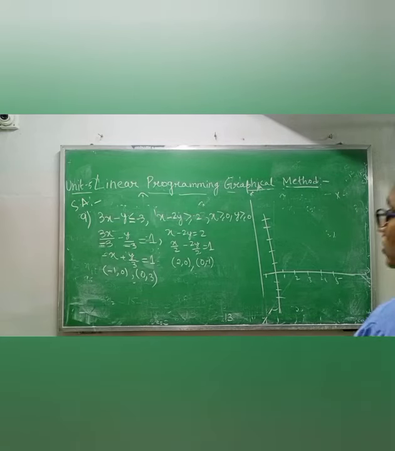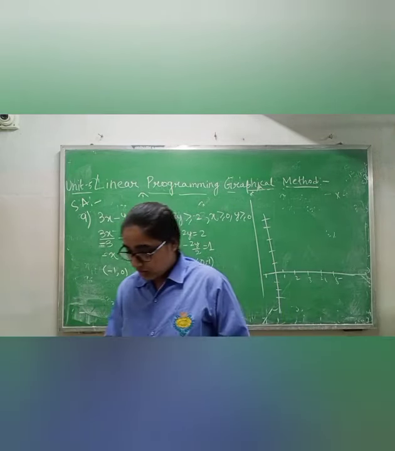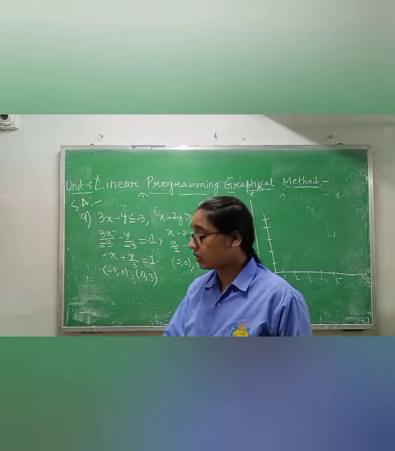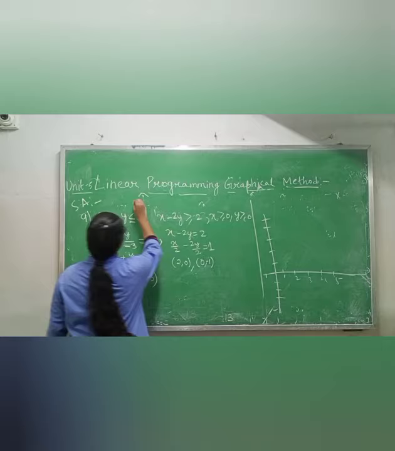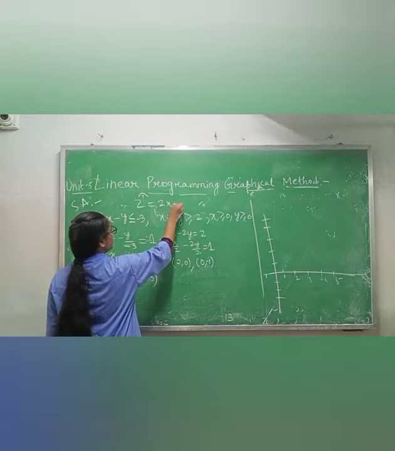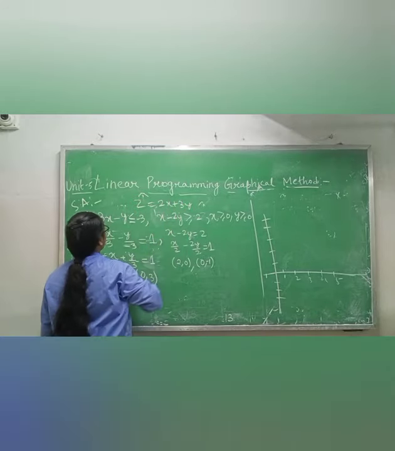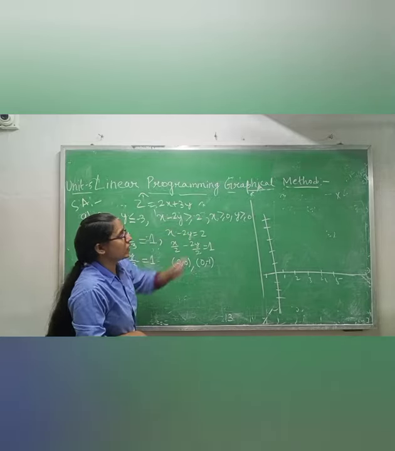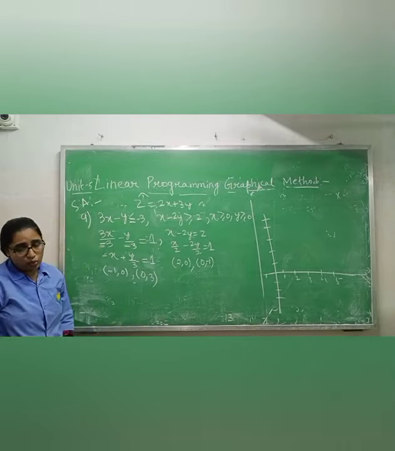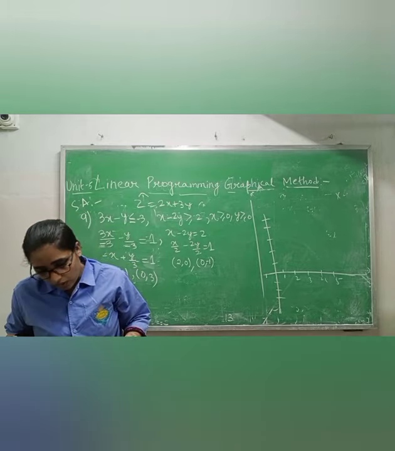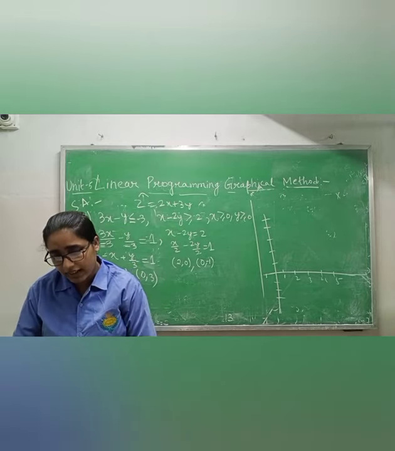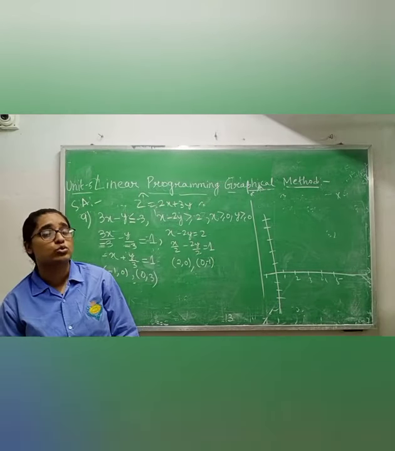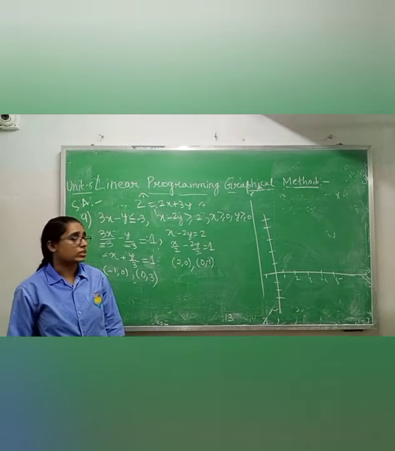Now class 12, short answer question number 9. Given the LPP, maximize Z equals 2x plus 3y, subject to the constraints given here. Now they are telling you to graphically show that the LPP has no feasible solution, which means there is no common region.